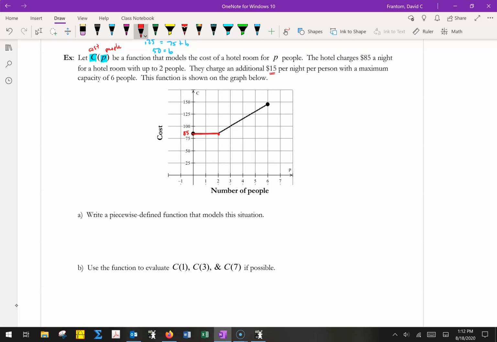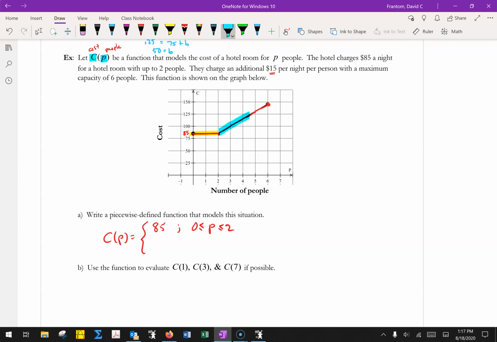But then they charge an additional $15 for every person after that, up to 6. So notice now the cost goes up $15 for each additional person up to 6. And then it stops. So to find the function, we need to break this up into its 2 parts. So notice we have a horizontal line. So the equation of this horizontal line will just be 85. And that's whenever the number of people is between 0 and 2.